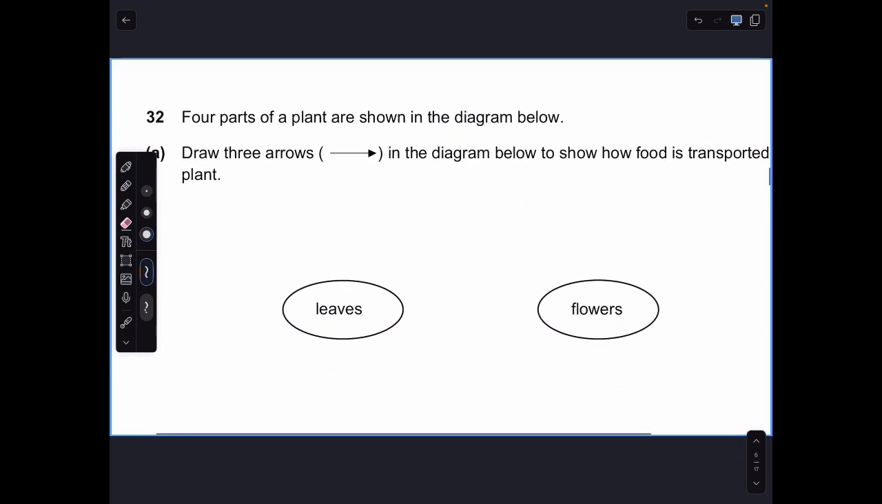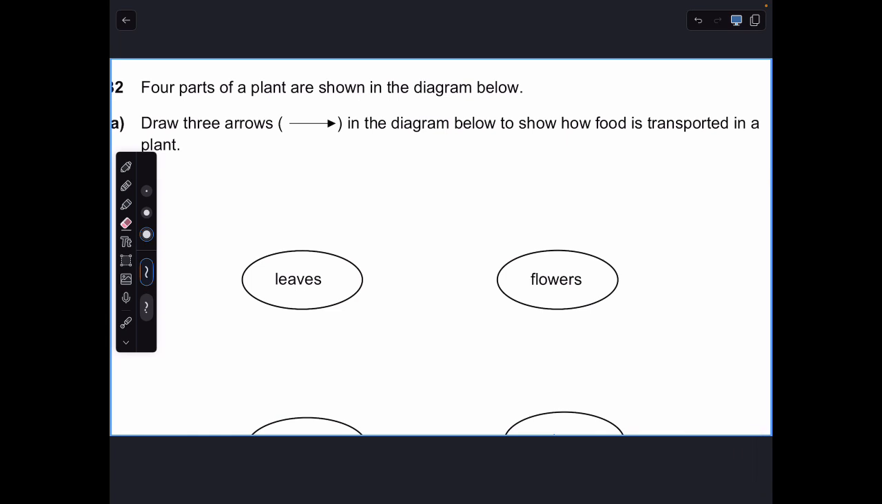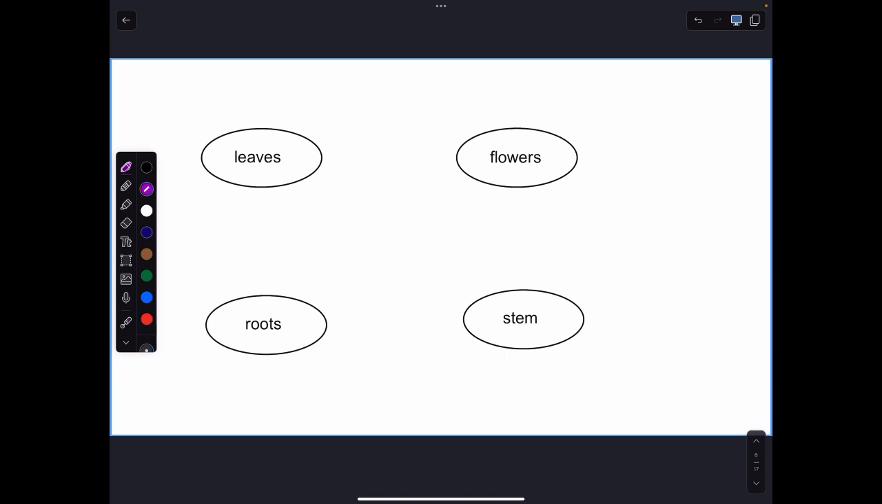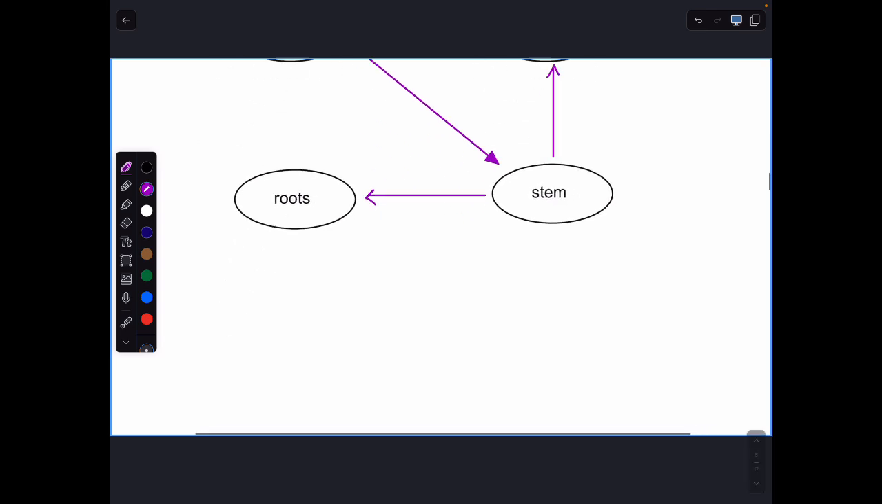4 parts of the plant. Draw arrows to show how food is transported in a plant. So remember, the origin of food is actually the leaves. It's made in the leaves. So it must come from the leaves. And then how does it get to all the rest of the different parts? Through the stem. The stem will then deliver it to the flowers. Okay. The stem will also deliver it to your roots. Isn't it? Next.